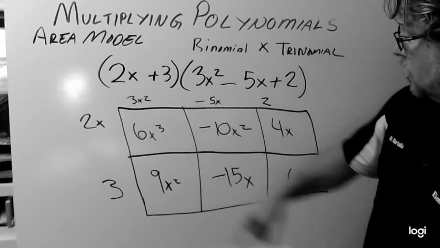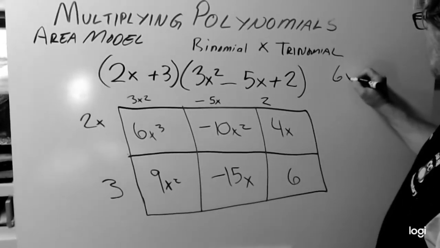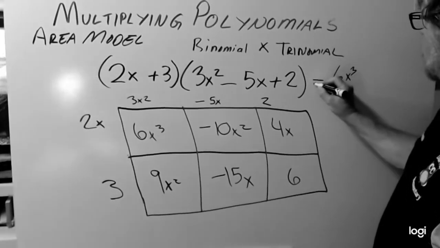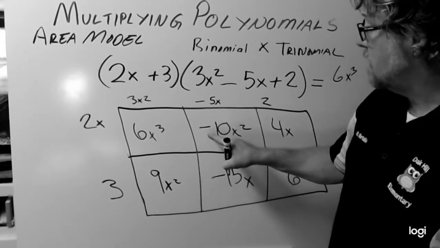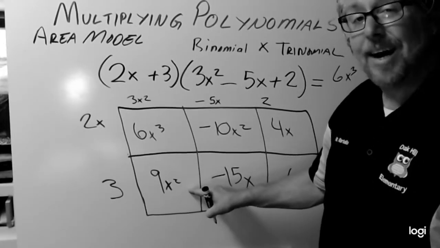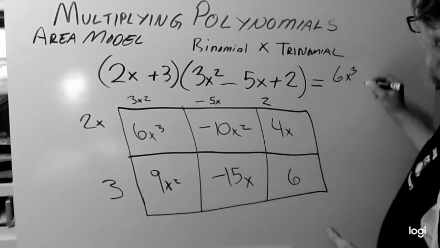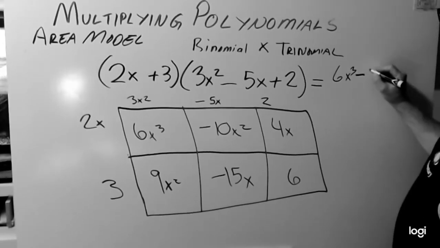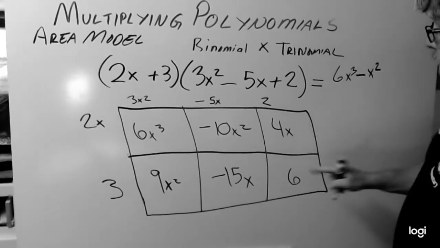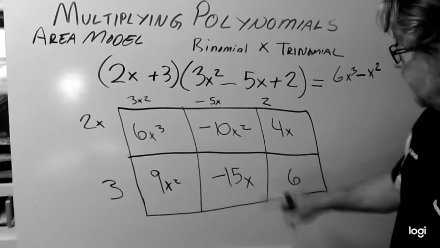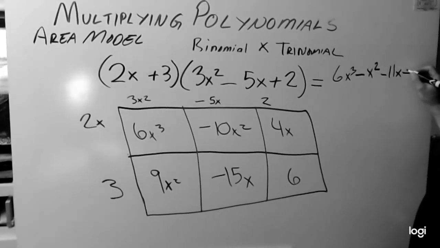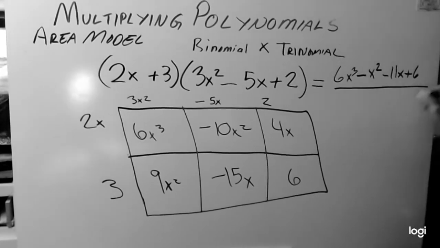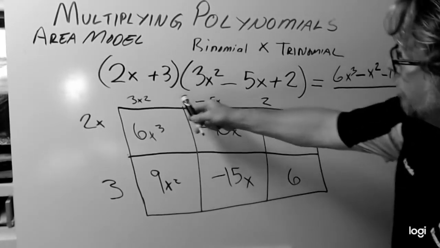6x cubed. Well, there's nothing else to add to that. Put an equal sign here. Okay, 10x squared, 9x squared. Well, that's negative 10 and positive 9. That combines to make a negative 1x squared, which you can simplify as negative x squared. We have a 4x and a negative 15x. That's going to give us a negative 11x, and finally plus our 6. And this is our answer for this binomial multiplied by this trinomial.